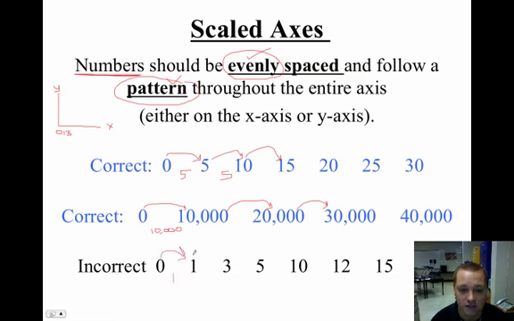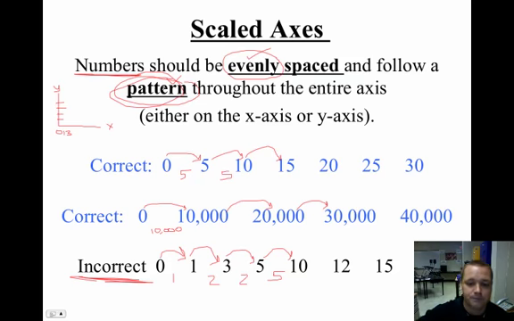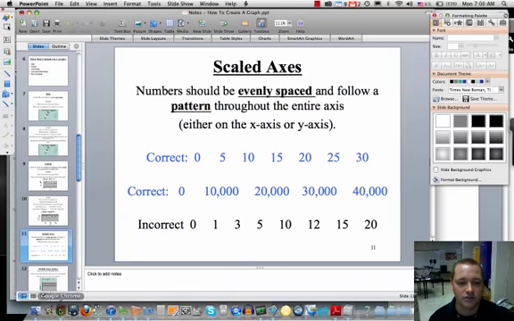0 to 1, that's an increase of 1. To 3, there's an increase of 2. And then another increase of 2. And then from 5 to 10 is an increase of 5. So there isn't a pattern that is followed in this data. That's why it's incorrect. So when numbering your axis, or just your axes, depending on which one you're doing, you want to make sure that it is labeled evenly and follows a pattern. So let's take a look at what's out there on the internet for some examples of this.